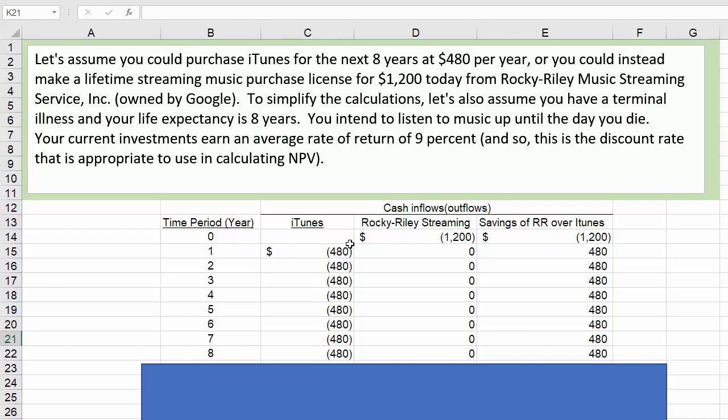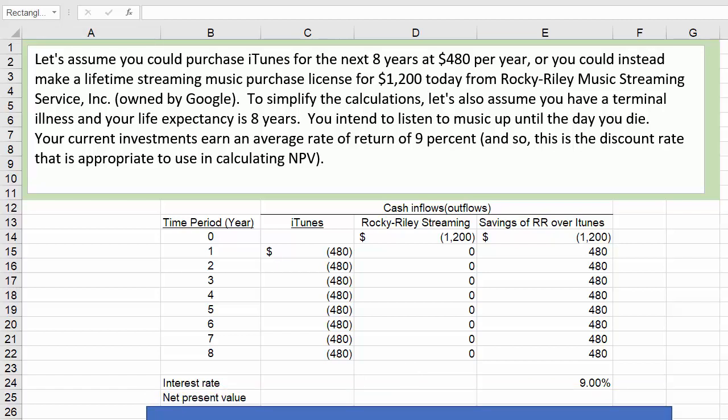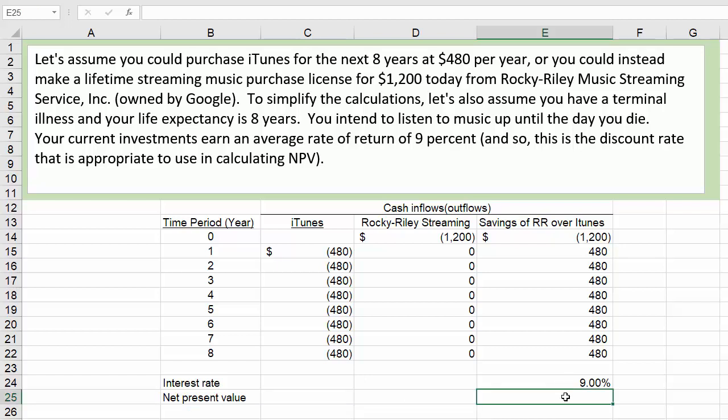So if we go with iTunes, we're going to pay $480 at the end of each of the next 8 years. If we go with Rocky Riley Streaming, we have to pay $1,200 today, and then there's no other payments. So our relevant cash flow in this situation would be the savings of going with Rocky Riley Streaming Service over iTunes. And there's our cash flow situation. Now, we also need to put in the interest rate, which was given as 9%, and then we have to calculate net present value.